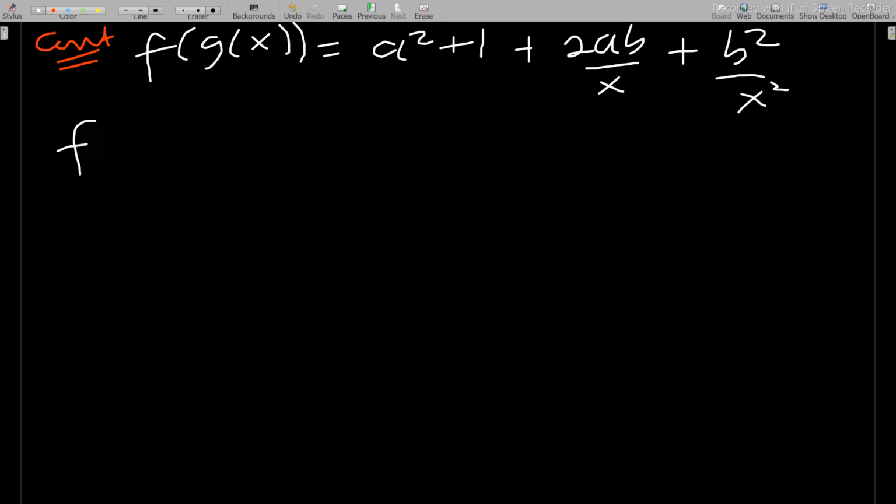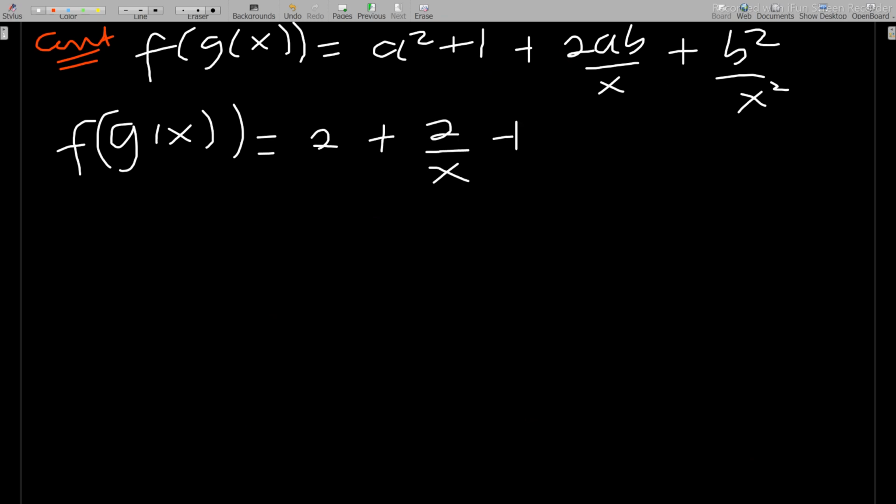And now the actual f of g of x that was given in the question is equal to 2 plus 2 over x plus 1 over x squared. Okay, so you can compare coefficients. With the 1 over x squared, here is just 1 over x squared, but here is b squared over x squared. So comparing coefficients, b squared should be equal to 1. Okay, you are saying this and this should be the same. With that, find the square root of both sides, b should be equal to 1.